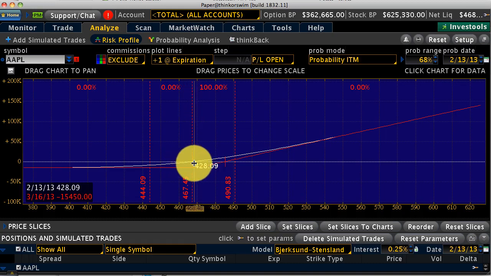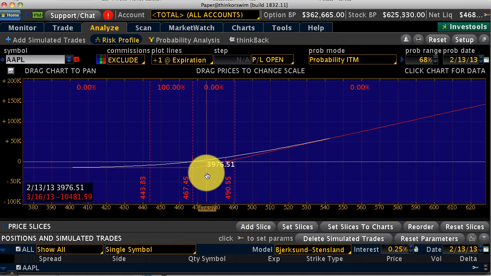So let's say that Apple went from 467 to 475. Okay, so this is the example we are going to take. Apple goes from 467 to 475 today. So we look at what happens and we go to the 475 and we try to put it exactly at 475 or very close to it. And you can see that if Apple made that move today, you're going to see a profit of $3,869. We just saw that.